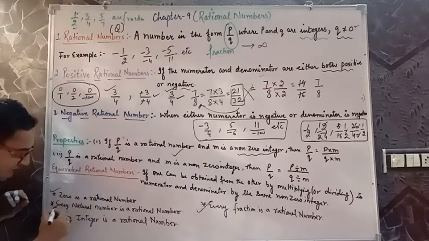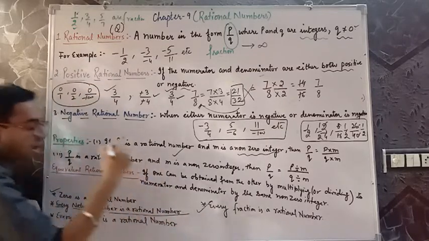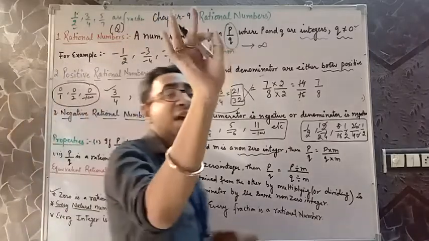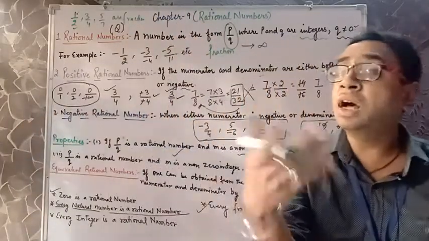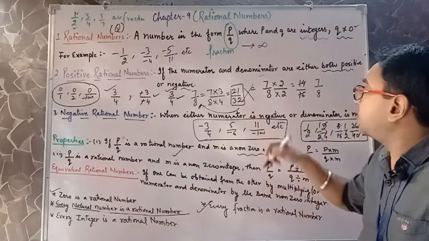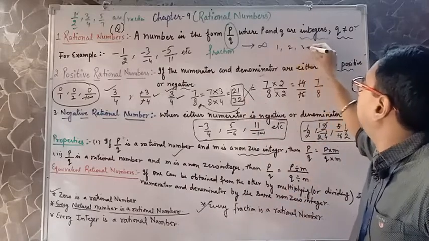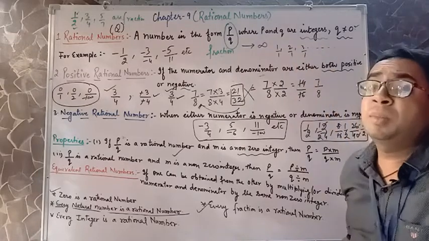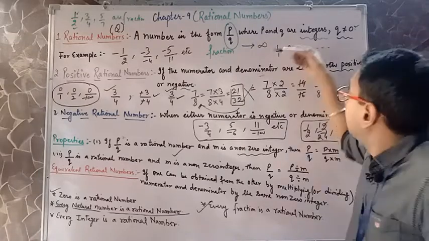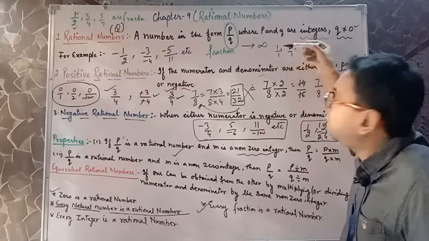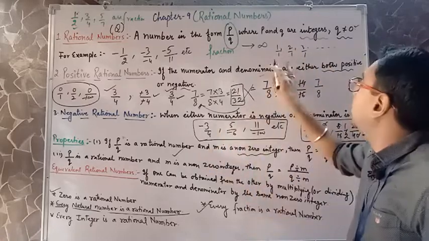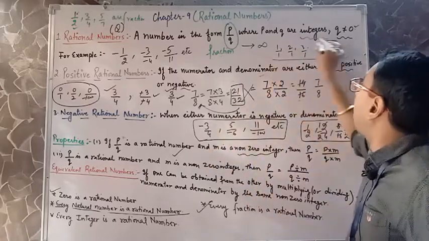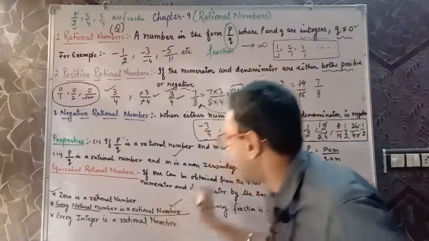Very important. Every natural number is a rational number. I told you, natural number means 1, 2, 3, 4, etc. If I divide by 1 all, don't you think they are becoming P by Q form? In P by Q form, 1 and the numerator both are integers and Q is not equal to 0. Hence, all natural numbers are rational numbers.